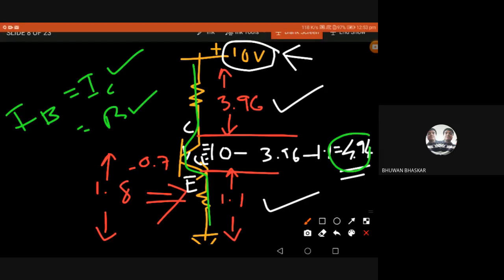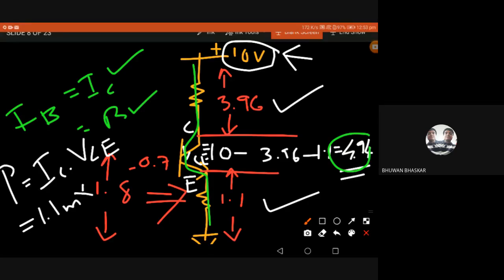Now, what is the power dissipation? If I tell you to calculate the power dissipation, P is equal to IC into VC, the operating voltage of the transistor into the operating current IC. Now IC is, I don't know, 1.1 milliampere into VC, which is 4.94, about 5, into 1.1. So this is approximately 5 milliwatt, slightly greater than 5 milliwatt.